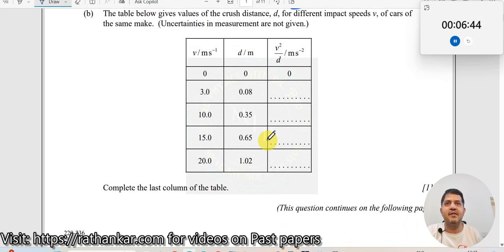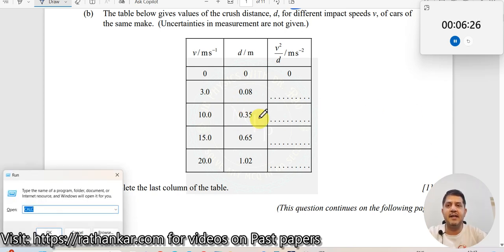The table below gives the value of the crush distance d for the different impact speeds v of cars of same make. Uncertainties in measurements are not given. Okay, so v is given, d is given, v square by d is given. You need to fill in these values. How do you fill in the values? We need to calculate the values of v square by d.